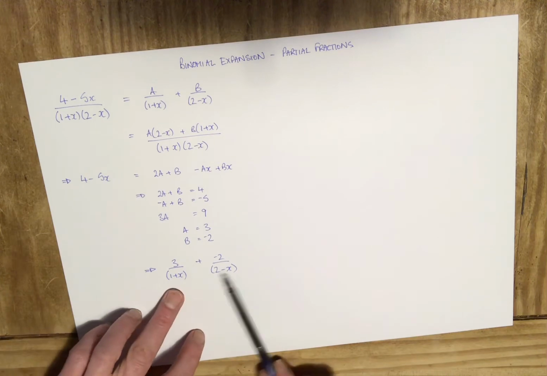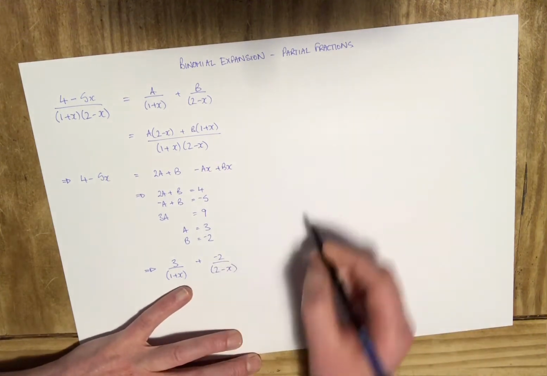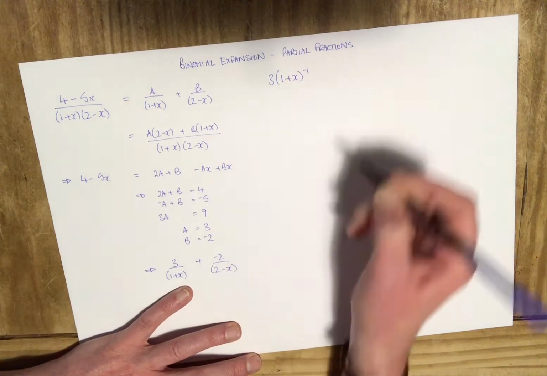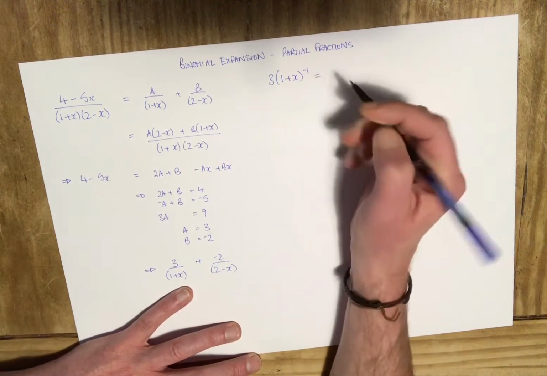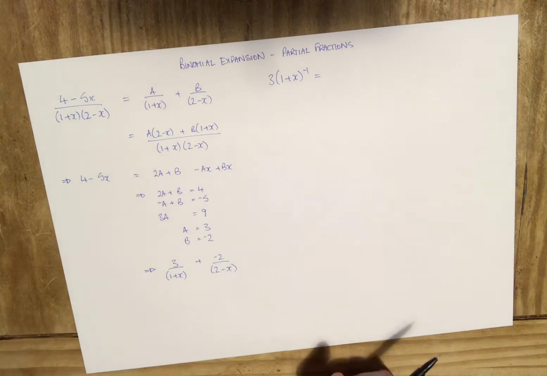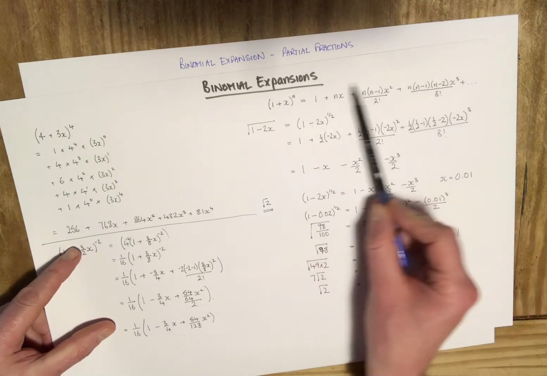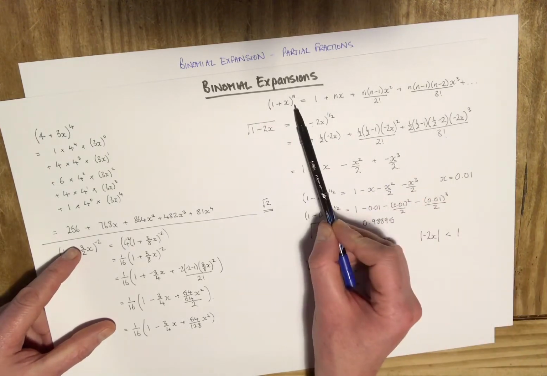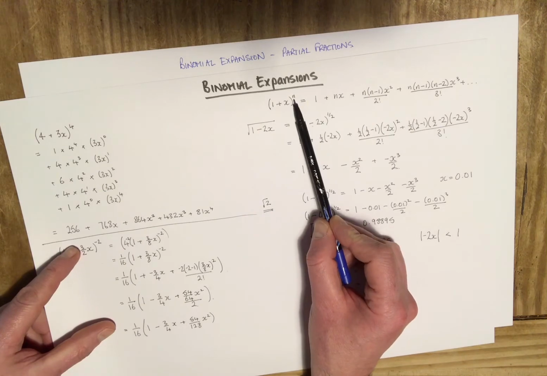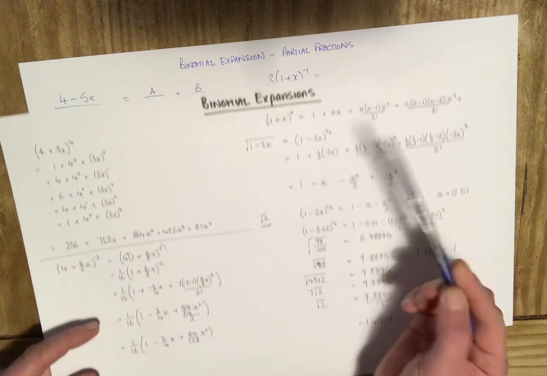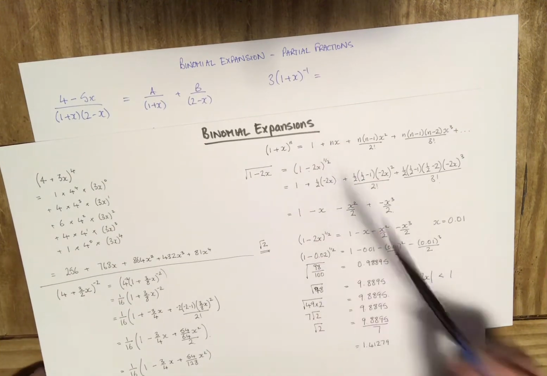Right, so binomial expansion for these two. Let's rewrite the first one as 3 times 1 plus x to the minus 1, and we'll expand that. We're going to expand that using the formula we saw in the last work we did. This is the binomial expansion for expressions like this, where n is not a natural number. It's not a nice, neat, whole, positive number. It can be negative, it can be a fraction, it doesn't matter. In our case, it's a negative.